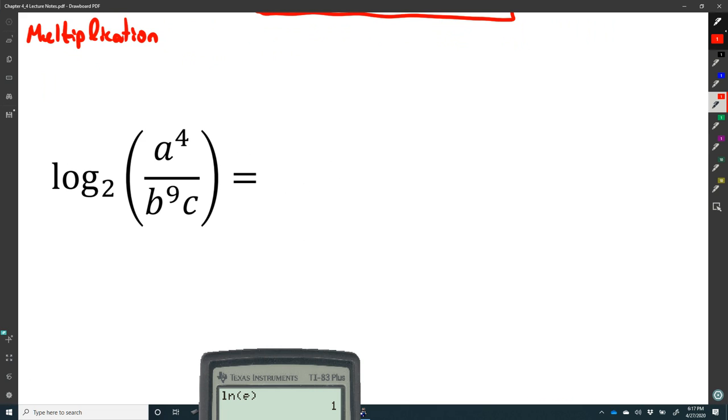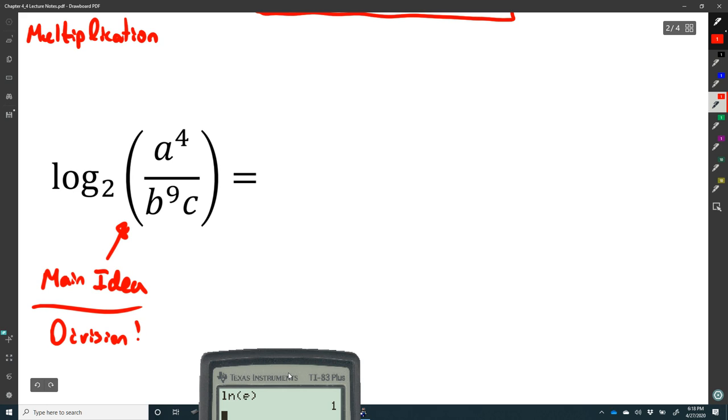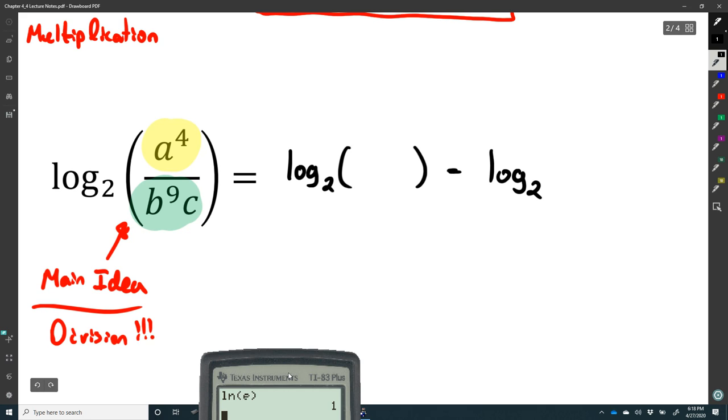So here, what's the main idea? And these are easier to spot. You can clearly see here that the main idea would be division. If the main idea is division, then you split it up by the top and the bottom. The top always goes first. So this becomes log base 2 of the top minus log base 2 of the bottom. And you write down each expression.